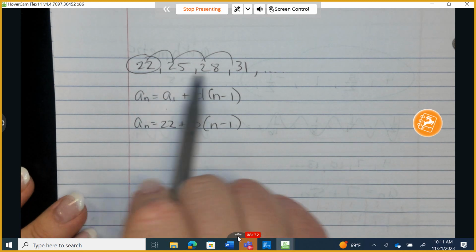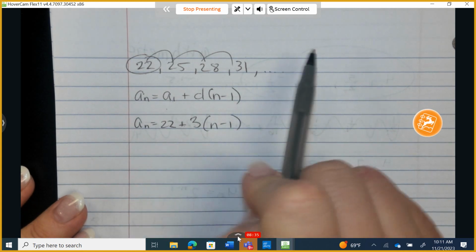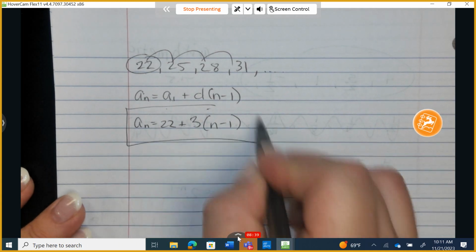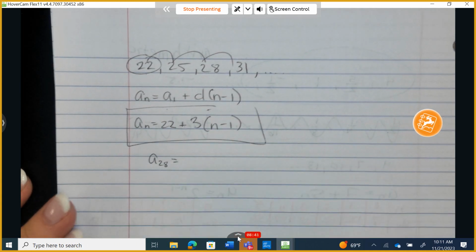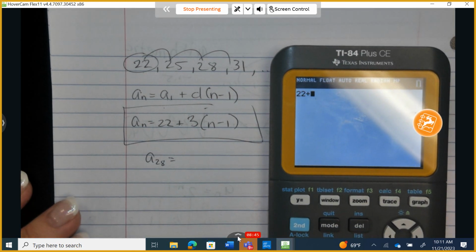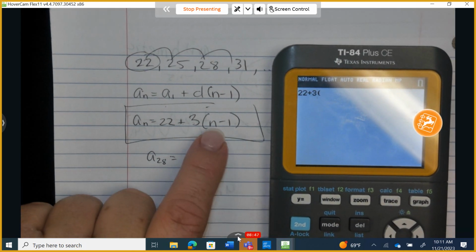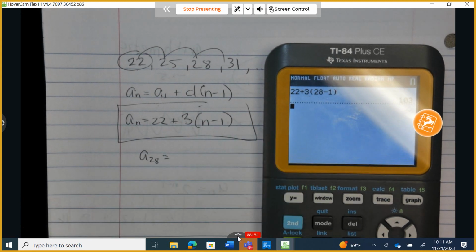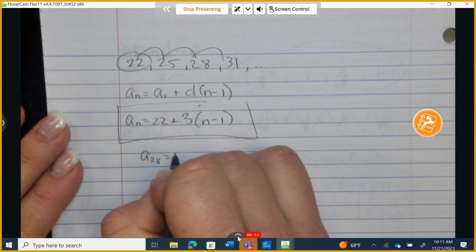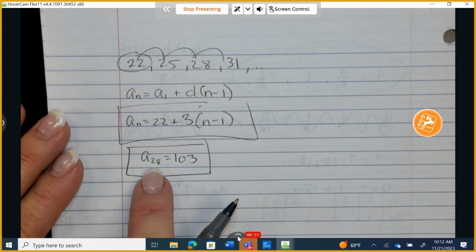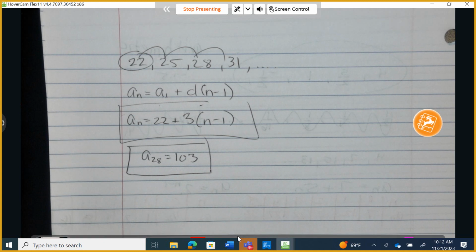And what we do not want to do is go plus 3, okay, that's 34, plus 3, that's 37. That takes way too much time. So to this formula, I'm simply going to find the 28th term by taking my calculator and going 22 plus 3 times, and I'm trying to find the 28th term. 28 subtract 1, and here's my output, 103. And here's the correct way to write it. For this particular function, the 28th term, the output is 103.